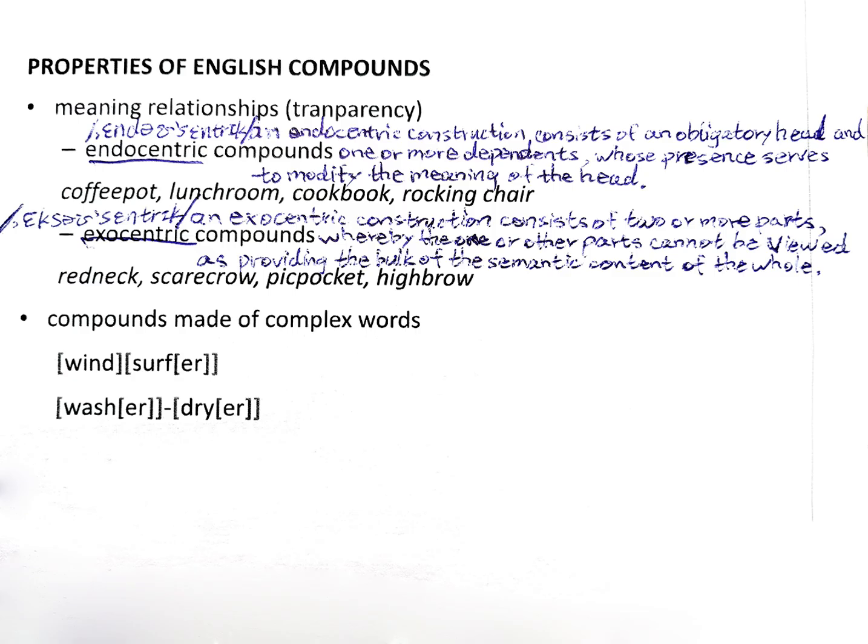Let's take the word washer dryer. Washer is not a free morpheme. Dryer also is not a free morpheme. But if you put them together, it's called a compound word, right? Let's take the word windsurfer. Wind is a free morpheme and surfer is an inflectional word. So if we put them together, it's a compound word.